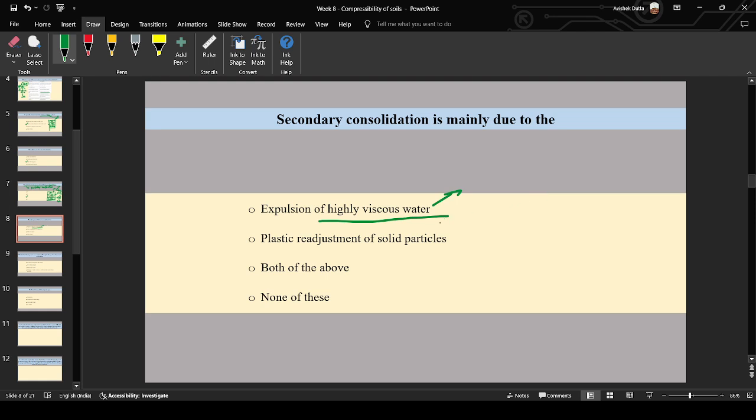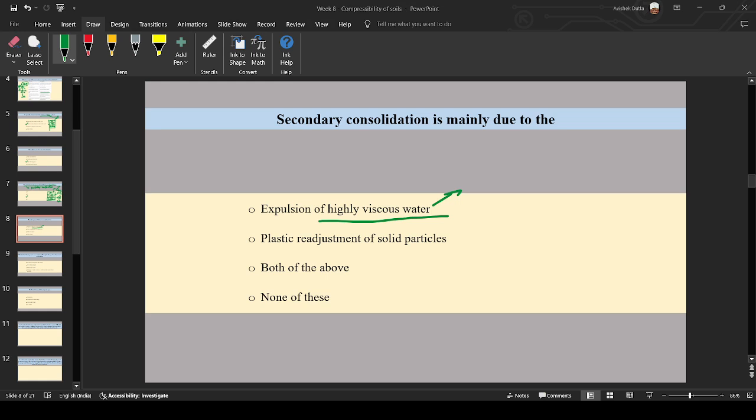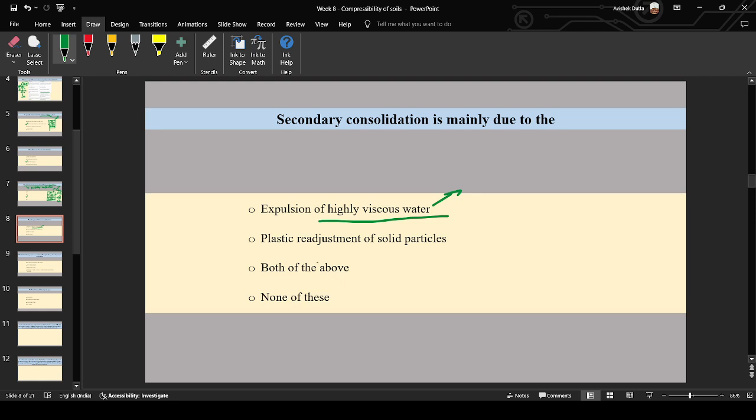And when this highly viscous water between the soil particles starts getting expelled out, there is a readjustment of the soil particles, which is generally plastic. Why plastic? Because when this rearrangement of the soil particles occurs, then even if water is added to the soil, the old arrangement will not be formed. The soil has permanently got deformed, or the solid particles have permanently got displaced. So it is called plastic readjustment.